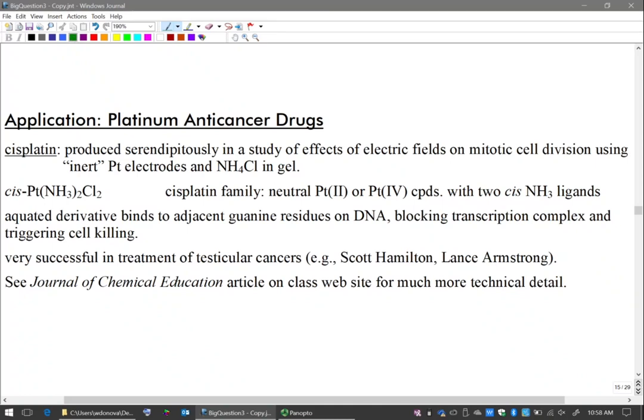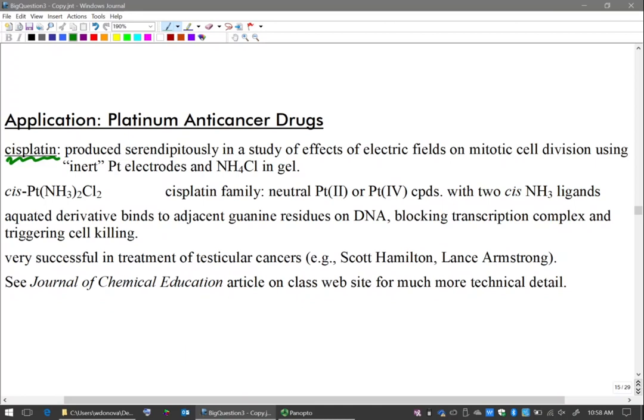But these compounds called cisplatins actually were discovered by accident. It didn't involve people riding their bikes 50 or 100 miles to raise money to do the research. They discovered it by accident. Somebody was doing a study on a different thing, studying the effects of electric fields on mitotic cell division. So how do these cells divide if we apply an electric field around them?